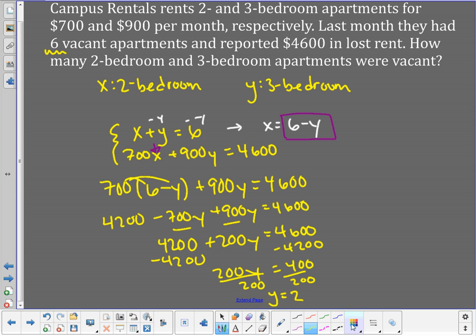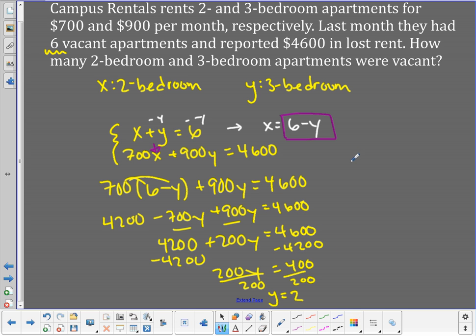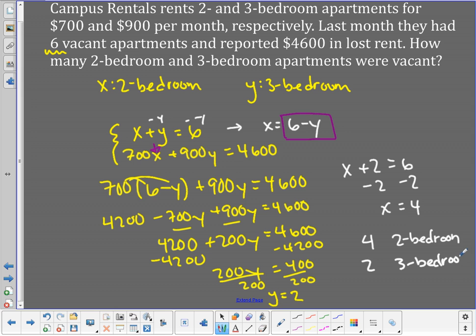All right, so I've got my y variable. Now I need to go back and get my x variable. So I can plug it into the top equation, and I'd have x plus 2 is equal to 6. Subtract the 2, and I get x equals 4. So now that tells me that I have 4 2-bedroom apartments vacant, and 2 3-bedroom apartments vacant. So I had to write the system and then go through and solve it.